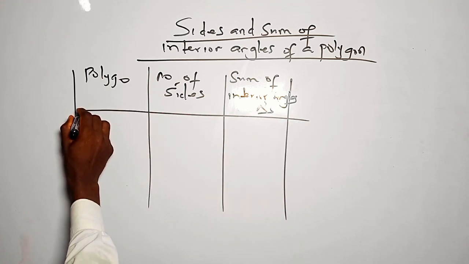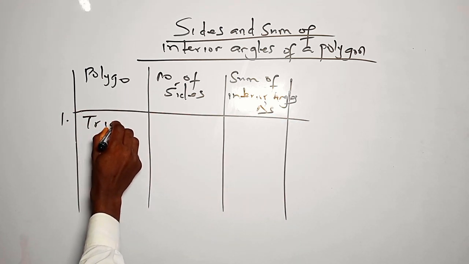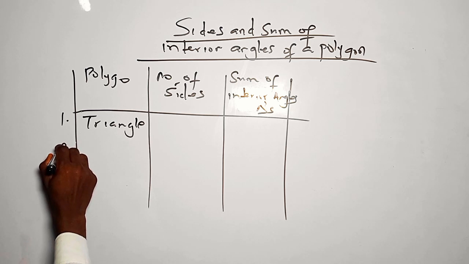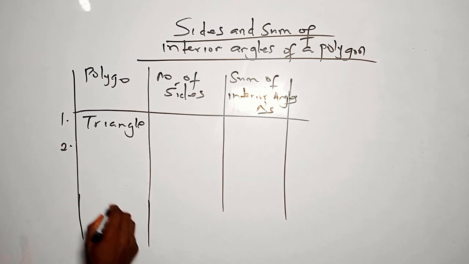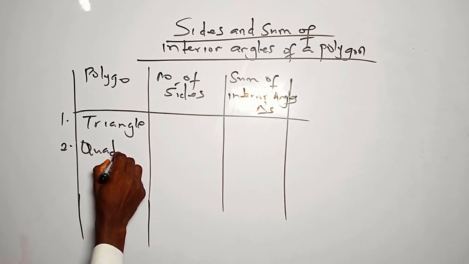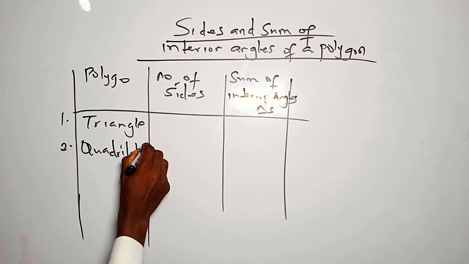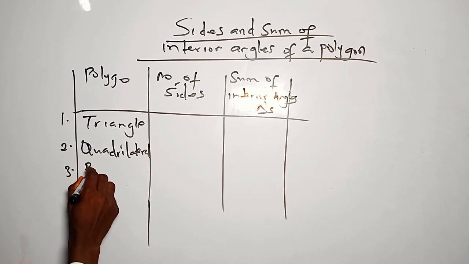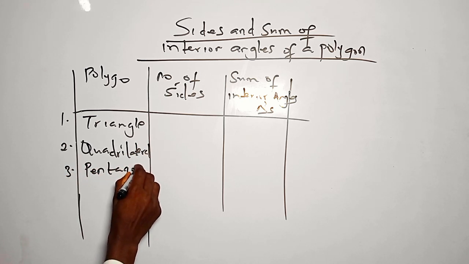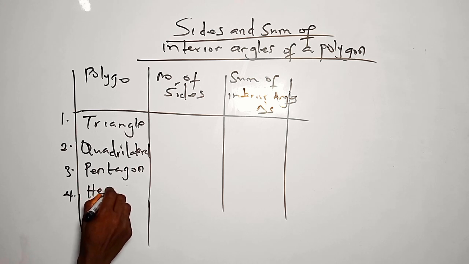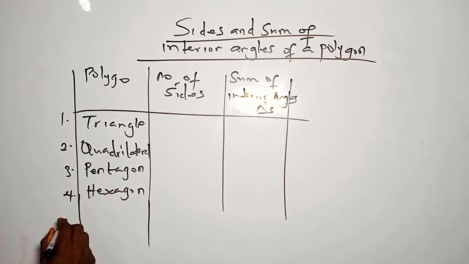So let's consider triangle, quadrilateral, pentagon, hexagon, and let's look at septagon.